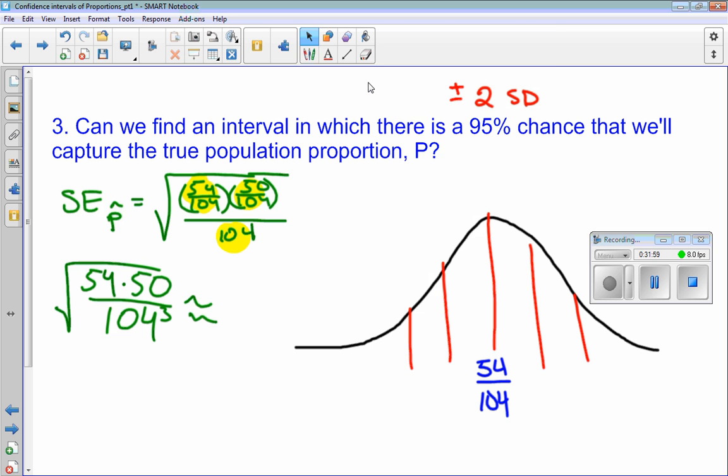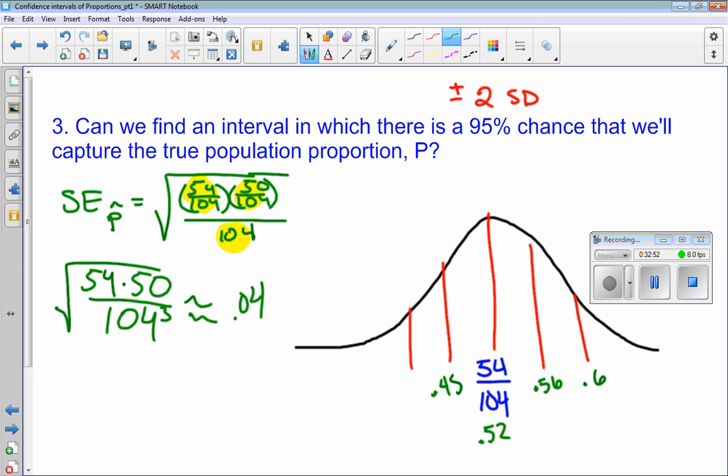All right, so it looks to me like 54 divided by 104 is about 0.52, if I'm going to round, just kind of writing the numbers on here. And then I get 0.56 when I add 1 standard deviation, and then the other one was 0.6, right? And then over here, if I go backwards, I can say 0.52 minus 0.04, and I get 0.48. And I'm going to subtract another 0.04.